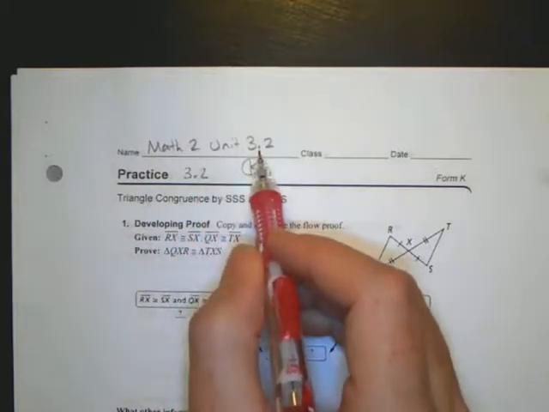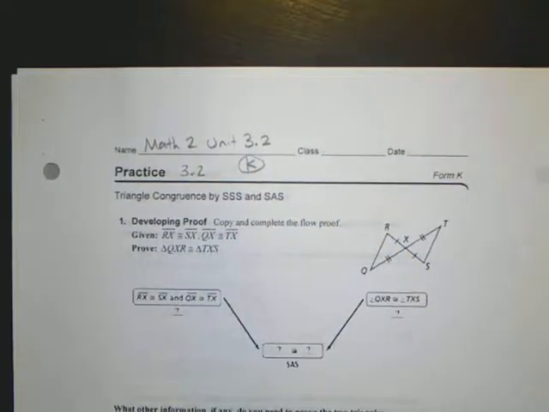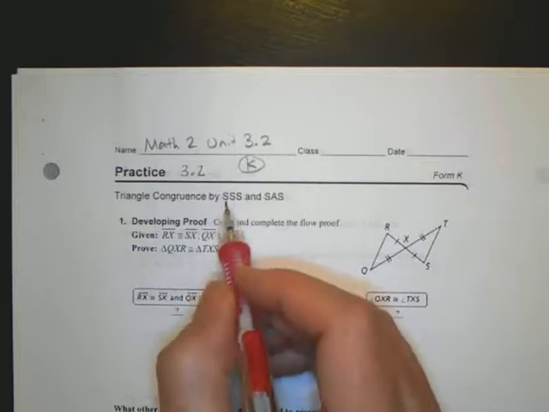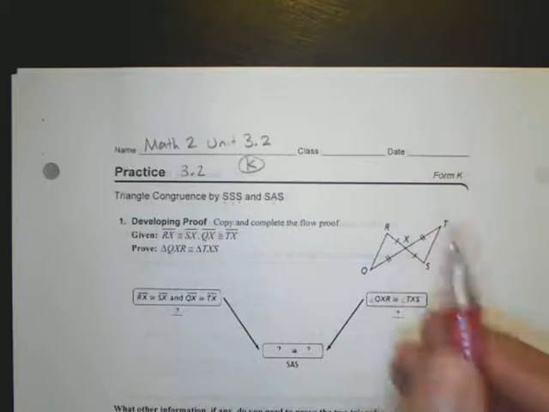All right, today we're looking at Math 2, Unit 3, Lesson 2. This is Form K, which is what we're using currently at Buchanan High School. So today we're looking at proving triangle congruence by the side-side-side theorem or the side-angle-side.